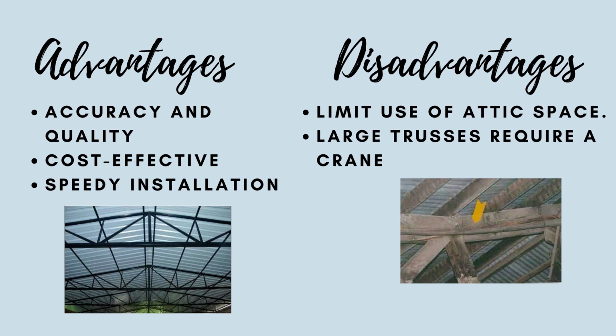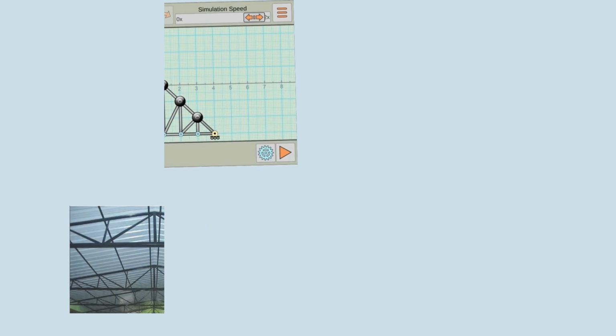Okay, now we have a look at the disadvantages. There are 2 disadvantages: roof trusses have a series of supporting members that limit the use of attic space, and large trusses require a crane.